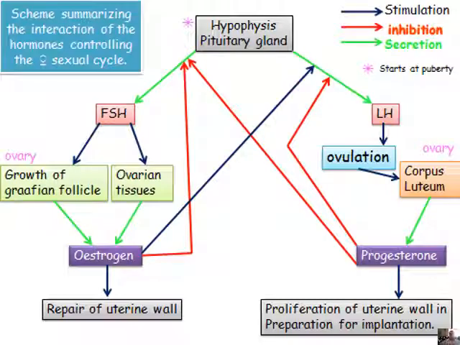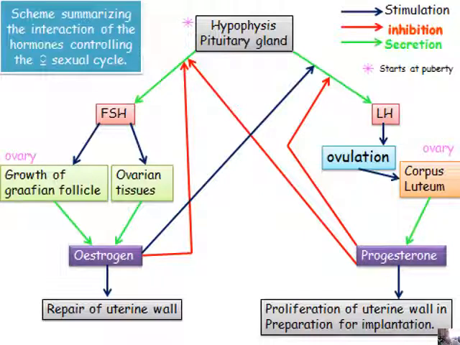So now, this is a slightly more complex one, but please, will you draw this? This is super important. It's a scheme summarizing the interaction of hormones controlling the female sexual cycle, specifically humans. Then we have the pituitary gland at the top corner, and on the top right we also have stimulation, inhibition, and secretion. So what secretes what, what inhibits what, and what stimulates what.